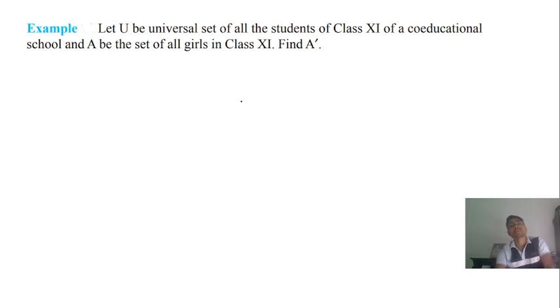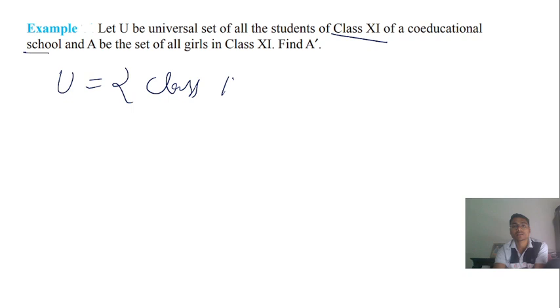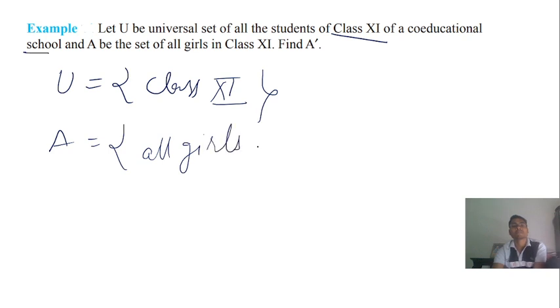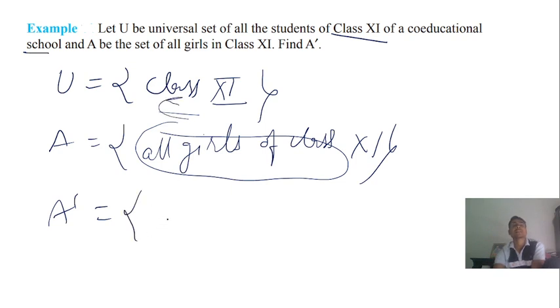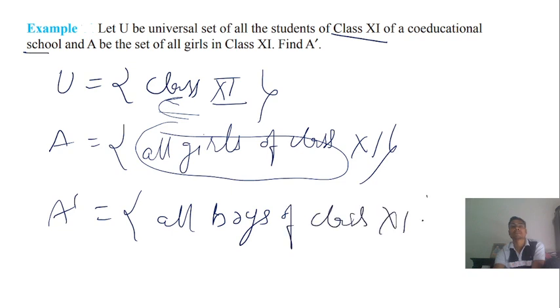Coming to the second question. Let U be the universal set of all class 11th students of a co-educational school, and A be the set of all girls of class 11th. Then what will be A complement? A complement means subtracting all girls from class 11, so what you will get is all the boys of class 11. That is how we find the A complement.